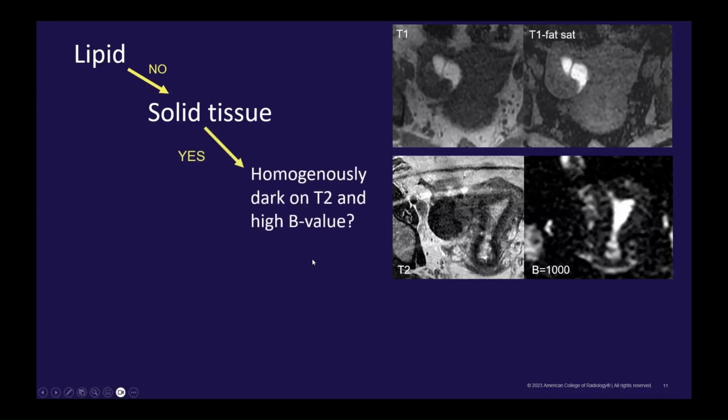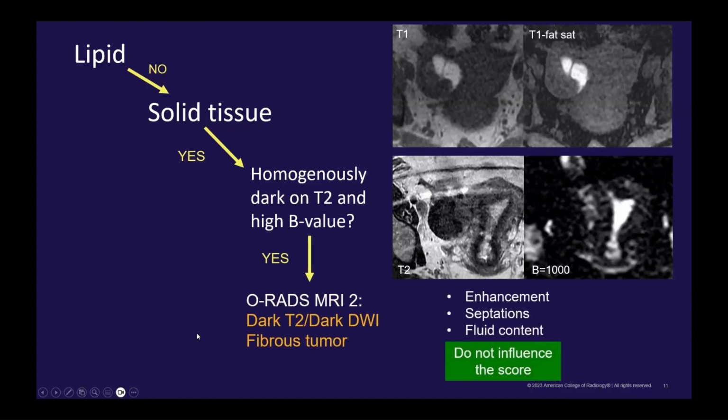Is it homogeneously dark on T2 and the high B value? Well, here it is on the T2, and yes, it's homogeneously dark. And here it is on the high B value, and yes, it's homogeneously dark. Right next to it, there's bright signal, but this is where that fluid was, so that doesn't count. So yeah, this is an O-Rads 2, dark, fibrous tumor. So the enhancement doesn't matter here, the septations don't matter, and the fluid, right? So all these things that are present here, but we don't really need them for the score.